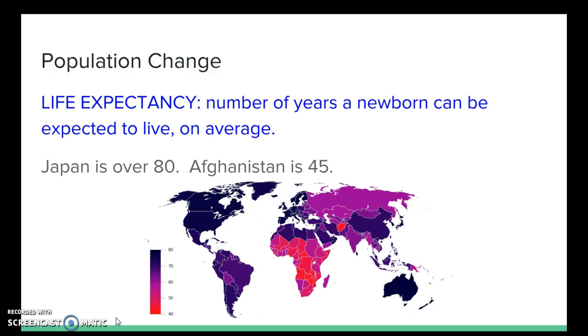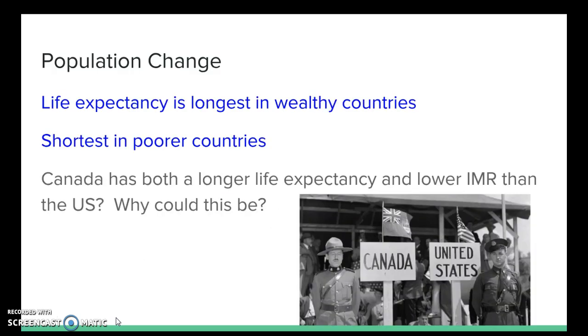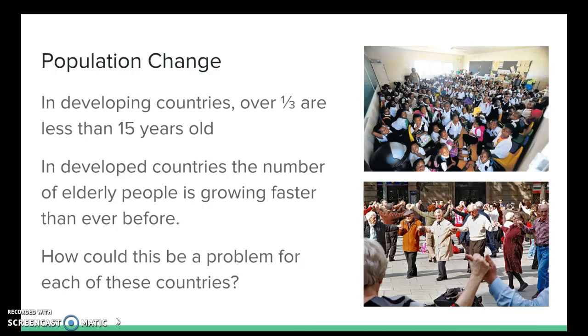And this is just a simple calculation. How many years on average will people live? So that's the average. Half of people will be lower than that. Half of people will be above that. Once again, there's the connection that life expectancy is longest in wealthy countries and shortest in poor countries. In case you haven't noticed a trend here, there's a trend here.